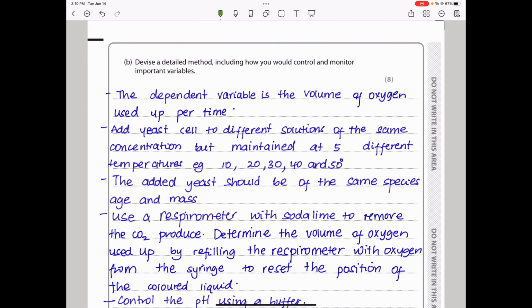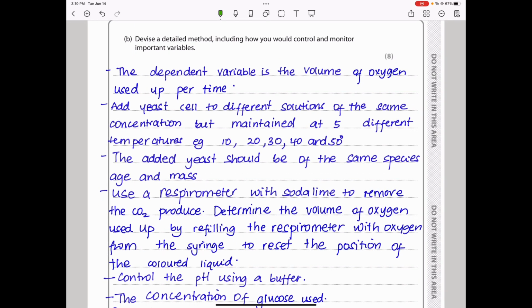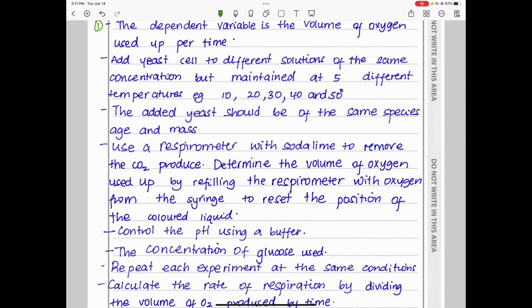So the next part says, devise a detailed method including how you would control and monitor important variables. Here again, you begin by stating which one is the dependent variable. I say the dependent variable is the volume of oxygen used up per time. This one gives you 1 mark. The volume of oxygen used up, because, like I told you already, I used oxygen because it's going to be easier. You will just monitor the position of the colored solution in the respirometer, and then you can know how it has changed. I want to first take you to the image I have down here, and then we'll come back to explain.